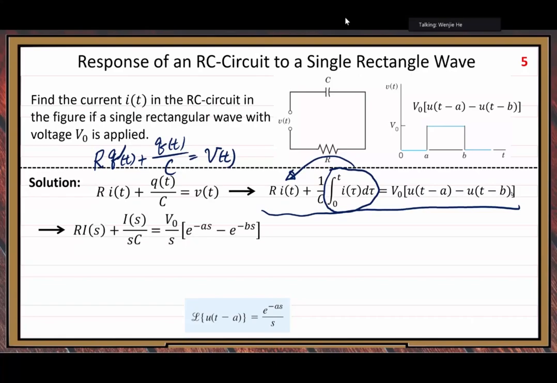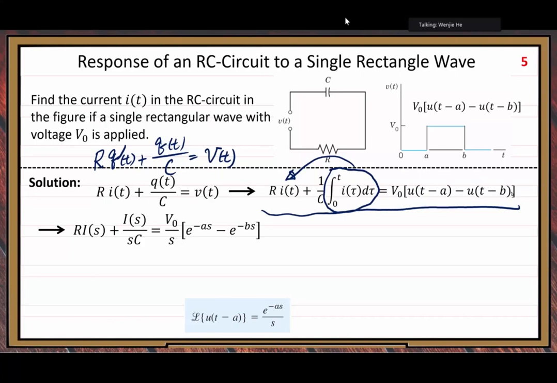Now let's apply the Laplace transform. Here you can see, we apply the Laplace transform on this equation. Based on our notation, for the Laplace transform of the little i function, we use capital I of S to represent its Laplace transform. In that way, very simple. Then this integral formula, that's the capital I function divided by S.